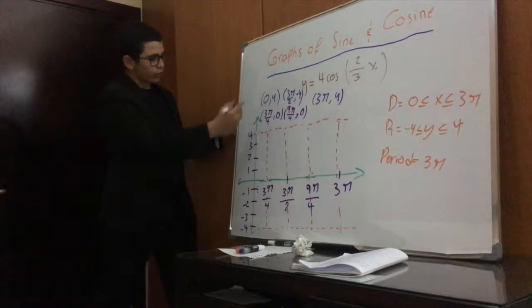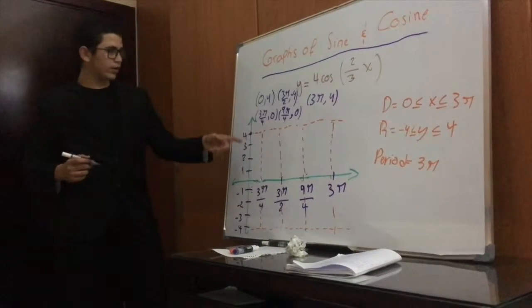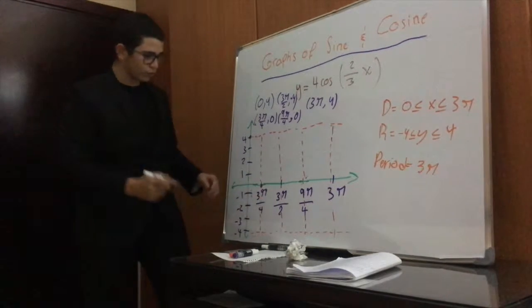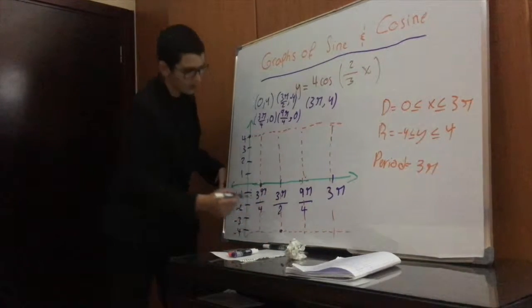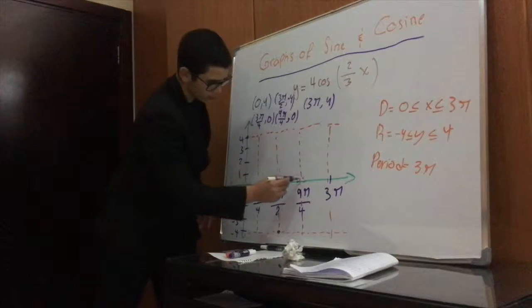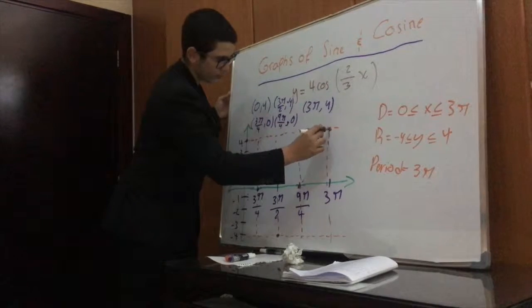The first point is (0, 4), we plot here. The second one is (3 pi over 4, 0), which is here. The third point is (3 pi over 2, negative 4), which is down here. Then the fourth point is (9 pi over 4, 0), which is here. The last point is (3 pi, 4), which is here.